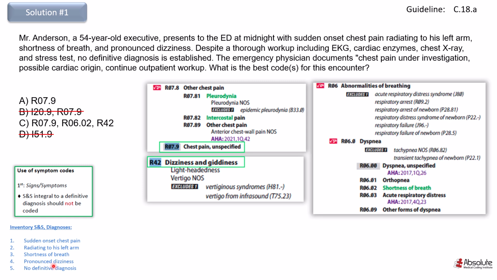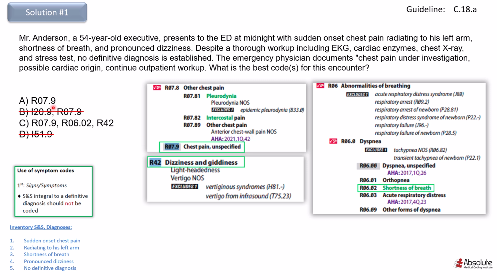And R06.02, which is shortness of breath, which we also have listed as number 3 on our inventory list. And so we are going to keep that as well. And so all these 3 things is what our patient was presented with. So we need to make sure we're documenting all of these since we don't have a definitive diagnosis.